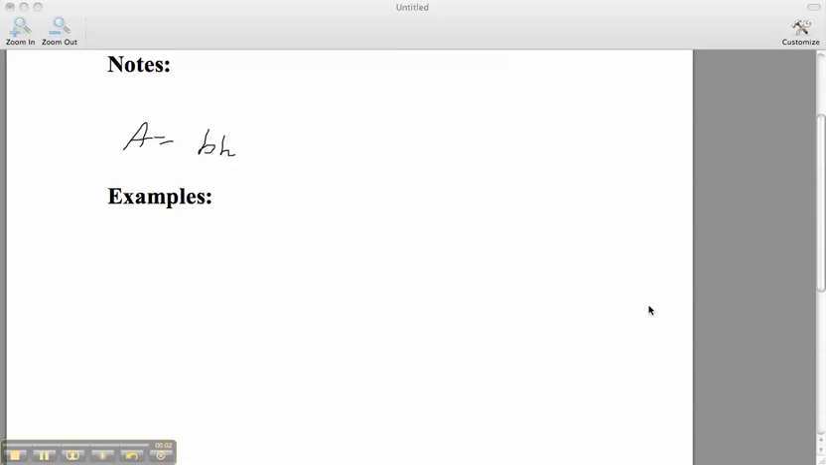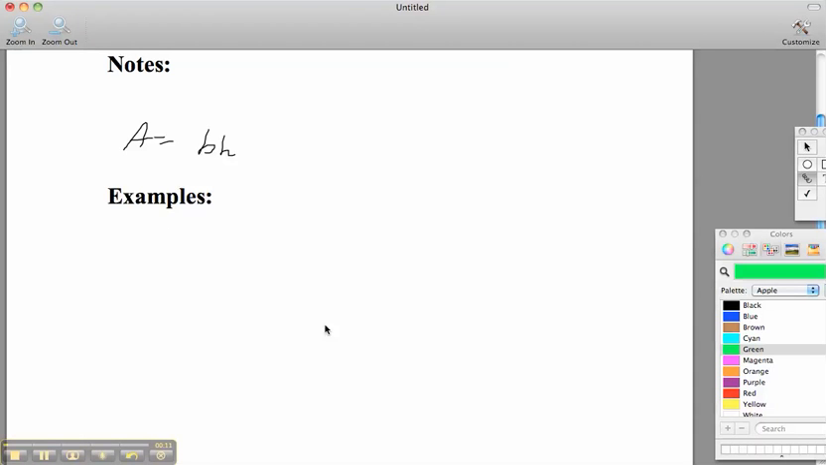Alright, so this is part 2. We're going to continue on with the area of rectangles and parallelograms. And we're going to start with an interesting problem of a square within a square. So let's say we have an outer square and we have an inner square, but we only want to know the area of the outer square.